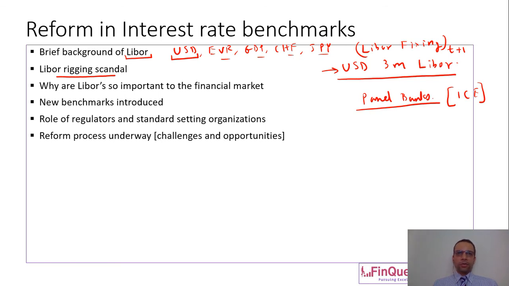But it was since this rigging scandal that the market began to think that they need to move on to something which is more robust. They can't really depend on LIBOR because, as the saying goes, history repeats. So something which has happened in the past always has a potential to happen in the future. That is something which the market doesn't want. So that's why this reforms process was proposed.